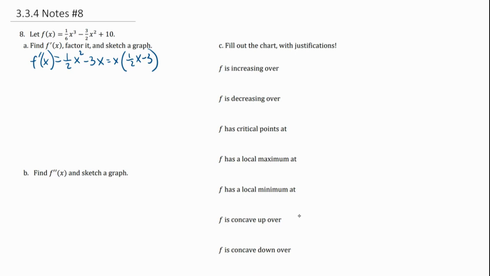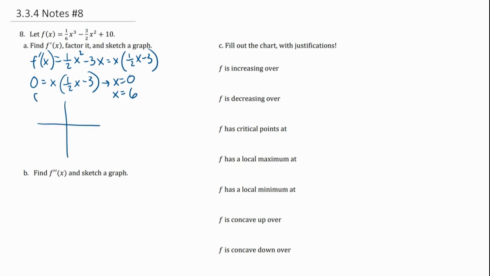I'm sorry, I should set this equal to 0. So 0 is equal to x times 1/2 x minus 3. So I get x equals 0, and I get x equals add 3 divide by 1/2, so x equals 6. Another way you could have factored is you could have factored out a 1/2, and then you would have gotten x minus 6 in parentheses. Either way, the idea is where are the zeros located?